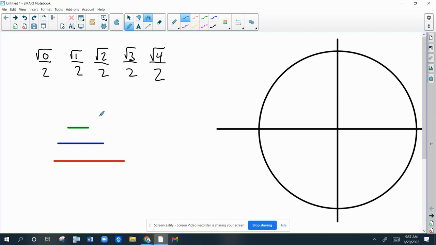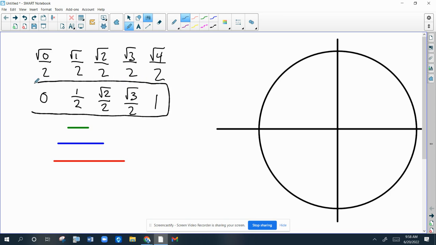Now let's quickly simplify. The square root of 0 is 0, 0 over 2 is 0. Square root of 1 is 1. Square root of 2 does not simplify. Square root of 3 does not simplify. Square root of 4 is 2, so this would be 2 over 2 or 1. So these are the five numbers that you see on the unit circle.